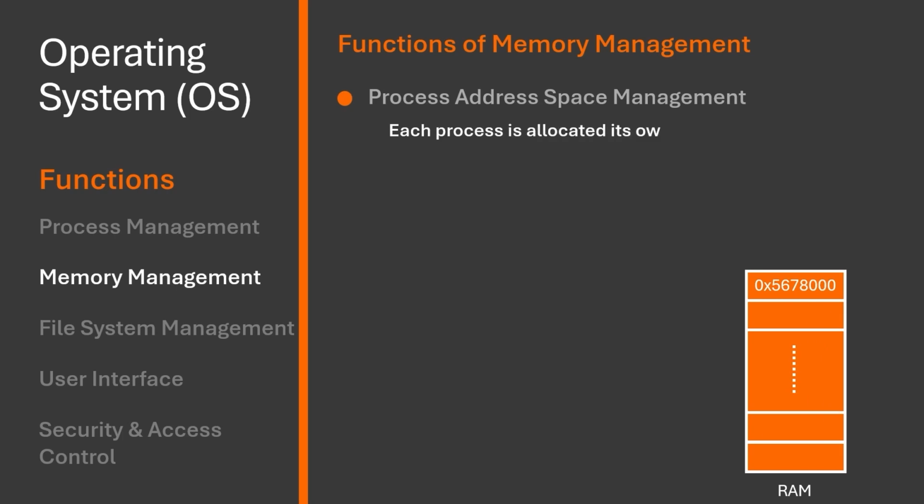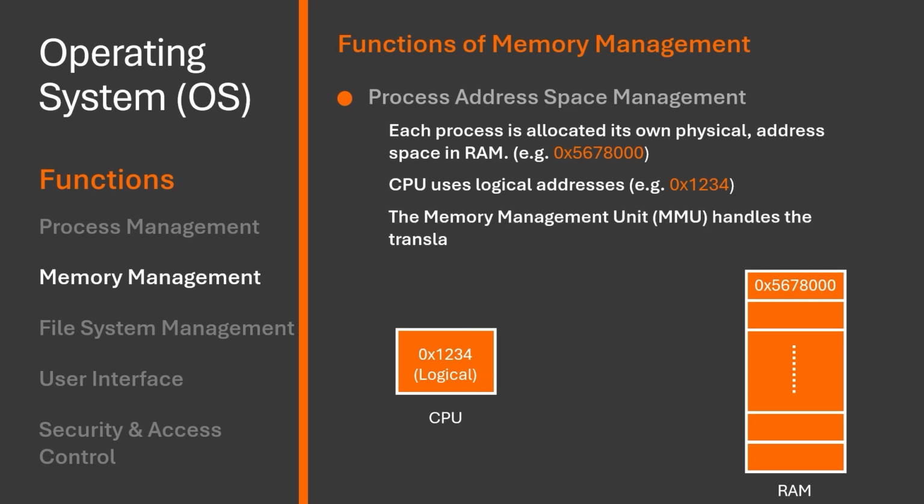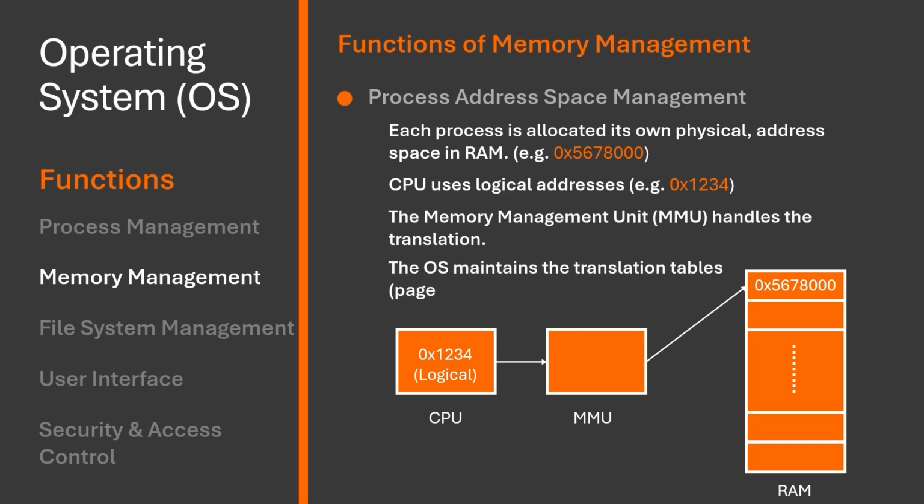Each process is given its own address space in the RAM, ensuring that it operates independently without interfering with other processes. This isolation enhances security and stability by preventing accidental or malicious access to another process's memory. The CPU does not directly access physical memory, but instead it works with virtual addresses. These virtual addresses act as references, and the operating system, along with the Memory Management Unit or MMU, translates them into physical locations using page tables or segment tables. This mechanism is known as virtual memory management.